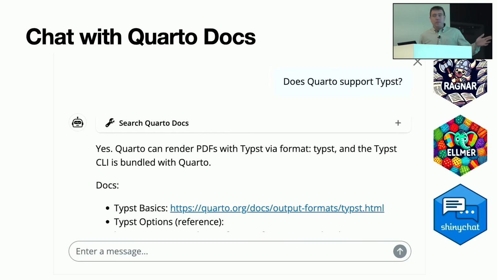Ragnar works great with Elmer and ShinyChat. If you hook it up with that, you'll get something like this. You type, does Quarto support Typst? You'll see that the LLM now searches the document store, retrieves the top 10 or 20 most relevant excerpts from the website, and then it generates an answer that's correct.